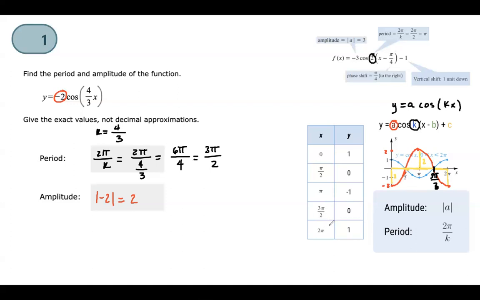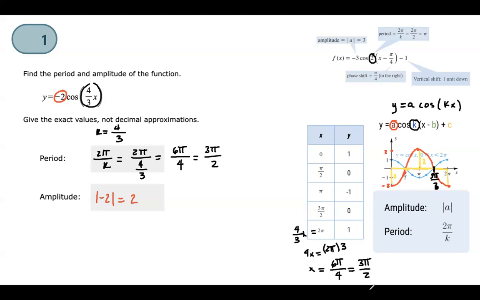Another way of finding the period is just setting whatever's inside of the cosine, the argument of the cosine, equal to 2 pi, the last point on your x-axis, or on your period. So you're going to have 4/3 of x equals 2 pi. So you're going to solve for x. So you're going to have 4x is equal to 2 pi times 3. And x is going to be equal to 6 pi over 4. Simplifying that, we're going to get 3 pi over 2.